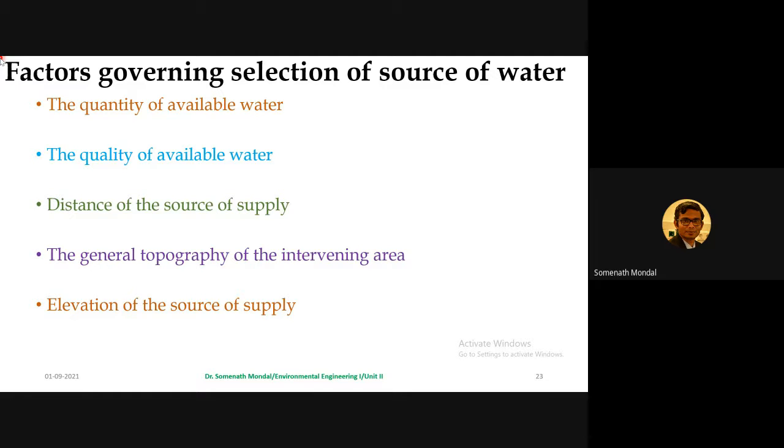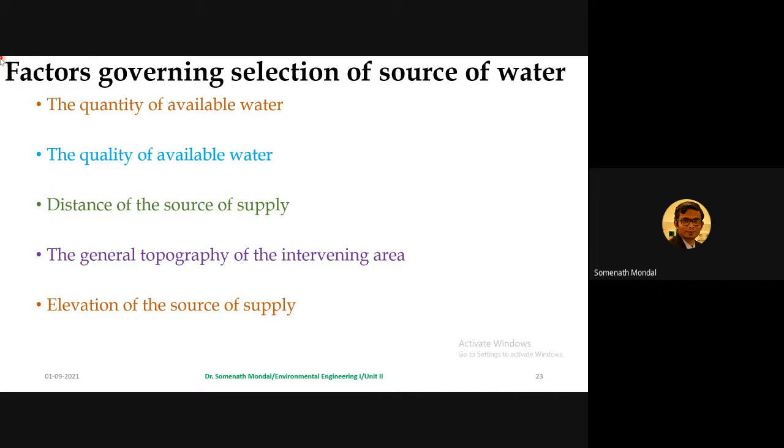So that kind of stage construction is also planned sometimes, to efficiently maintain the cost of the overall project or scheme. If sufficient quantity of water is not available in the vicinity of the area, we may have to think of bringing water from a distant source. So that is why quantity of available water is the most fundamental characteristic to choose a particular source of water.